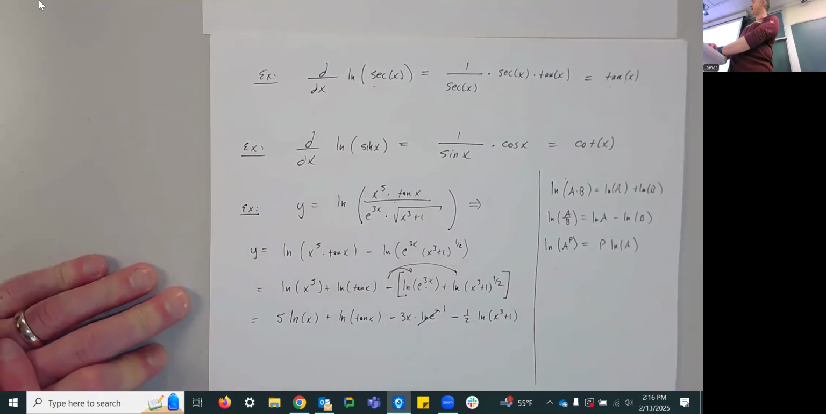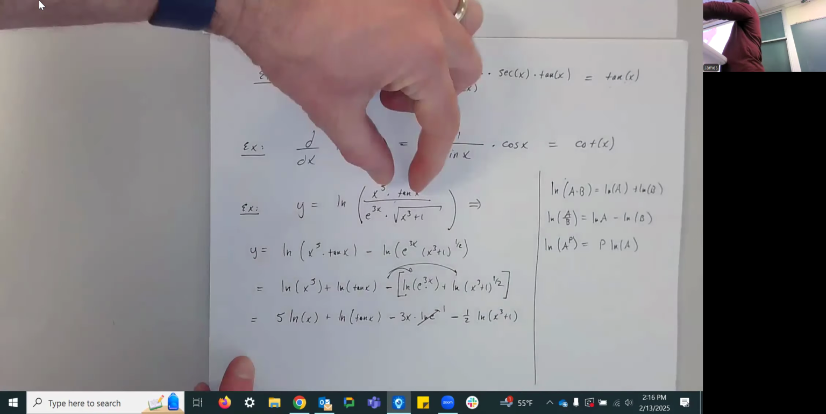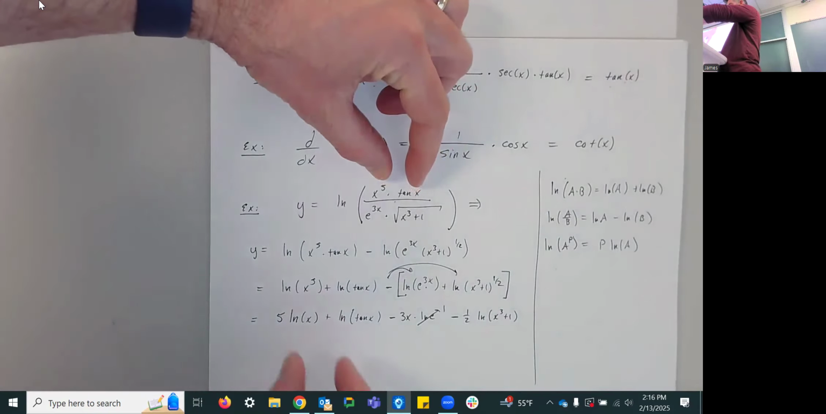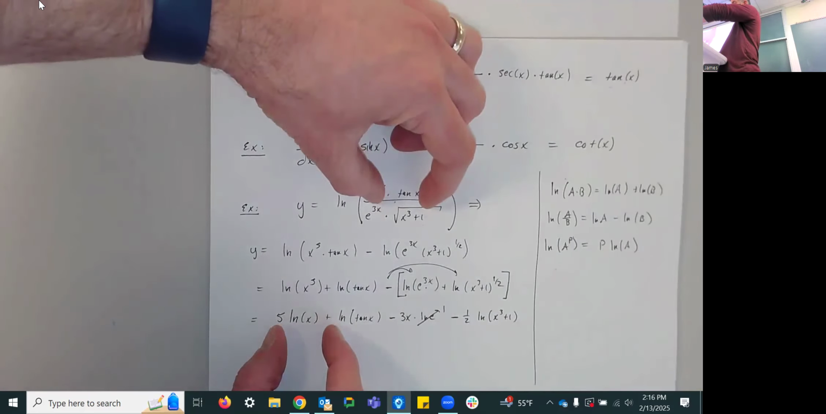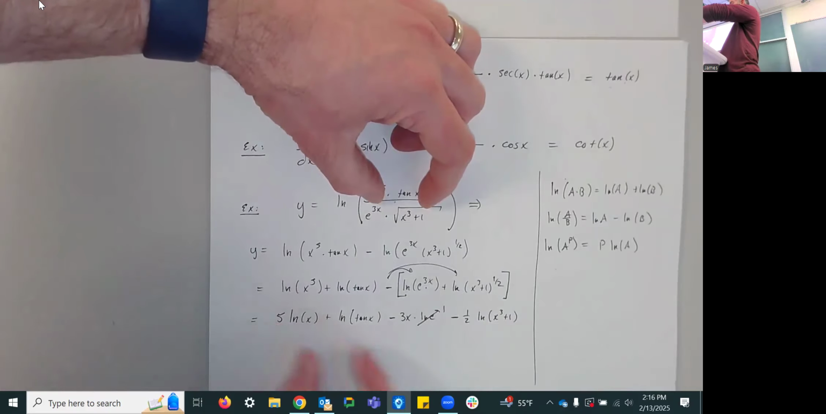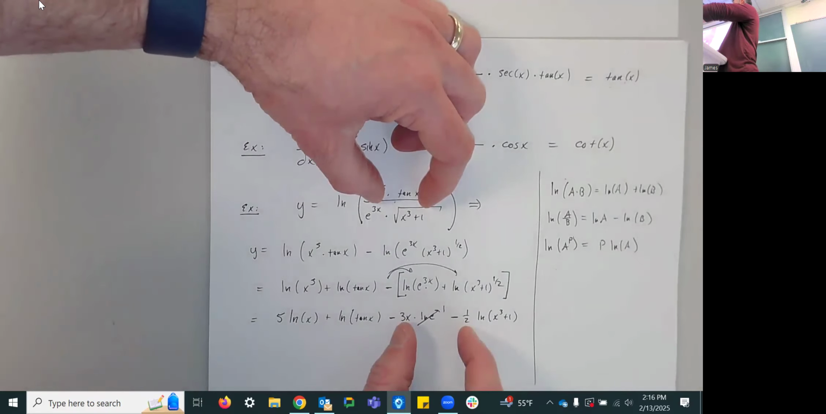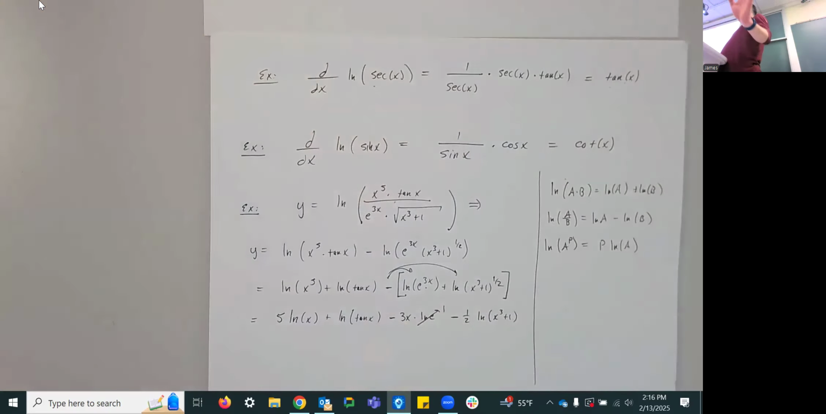I will say again, the factors in the numerator, x to the 5th and tangent, have positive logarithms. The factors in the denominator, e to the 3x and square root of x cubed plus 1, have negative coefficients of the logarithms. That is always going to be true. Now we're finally ready to take the derivative, right? All this has just been a simplifying process so far.